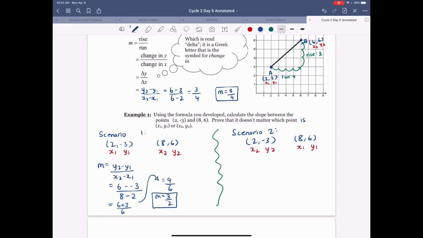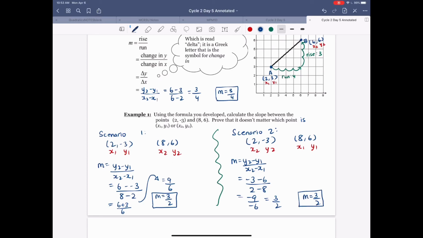All right. Scenario 2. Going to write my formula again. m equals y2 minus y1 over x2 minus x1. With the formula, I keep it consistent. I don't change the order of my formula. All right, I'm going to plug things in. This time, my y2 is negative 3. My y1 is 6, so minus 6 all over x2, which is 2, minus 8. Negative 3 minus 6 is negative 9. 2 minus 8 is negative 6. So that is equal to 3 over 2. So m is equal to 3 over 2 again.